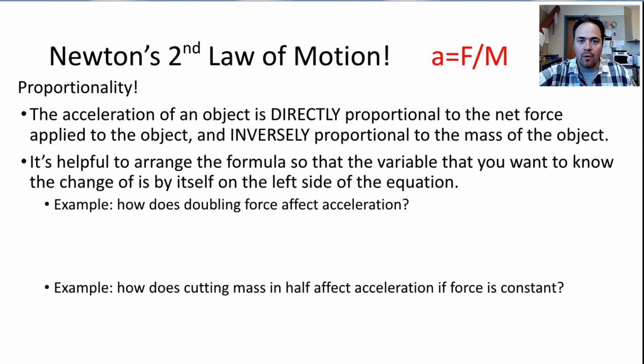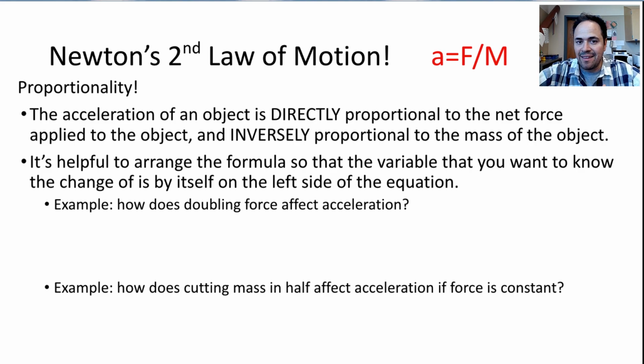Now, sometimes we don't always want to do the full calculation to figure out what effects maybe more mass has on the acceleration of an object. We can use proportionality for this. So the way proportionality works, we just apply multipliers to the different variables rather than plugging in actual values into the formula. So it does save some time if you know how much something changes by. So, for example, how does doubling the force affect acceleration?